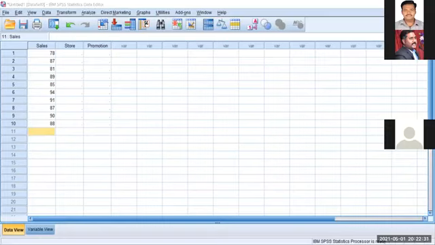Fine. Okay, now the third row value is 73, 78, 69, 83, 76. This is the third row value. And the fourth row value is 79, 83, 78, 69, and 81. Okay, now we have entered the data.